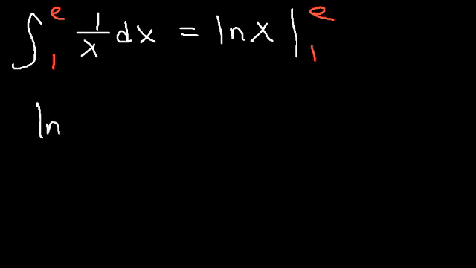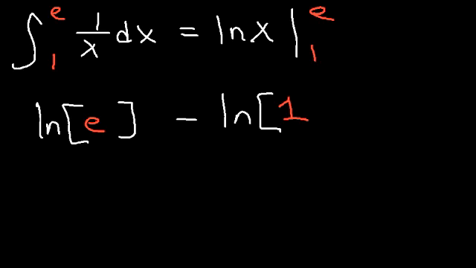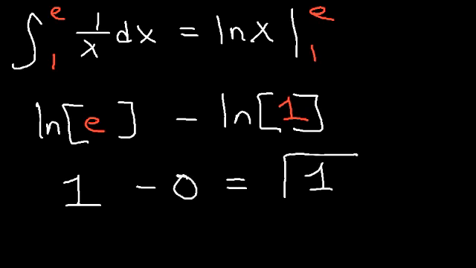So now let's plug in the values that we have. So first it's going to be ln e minus ln 1. Now you need to know that ln e is always equal to 1, and ln 1 is always equal to 0. So the final answer is simply 1.